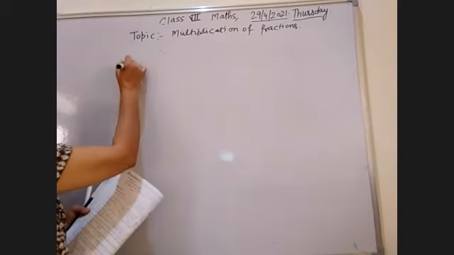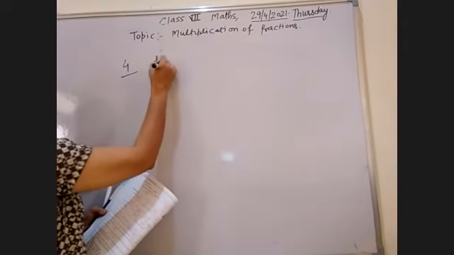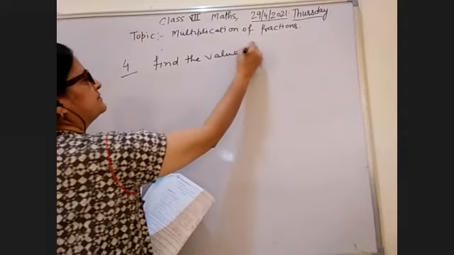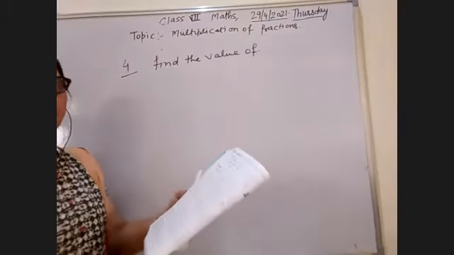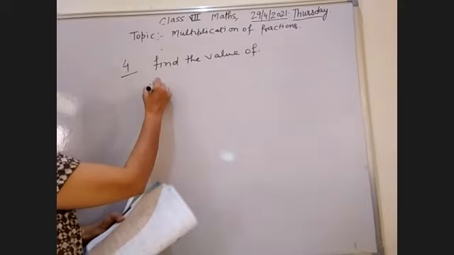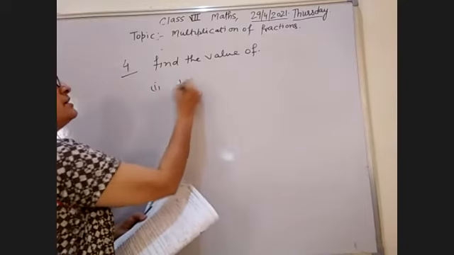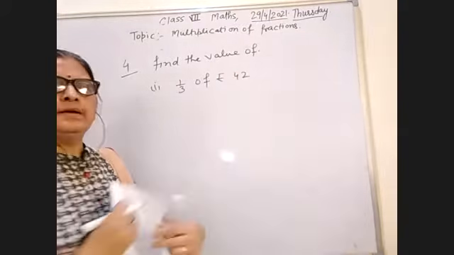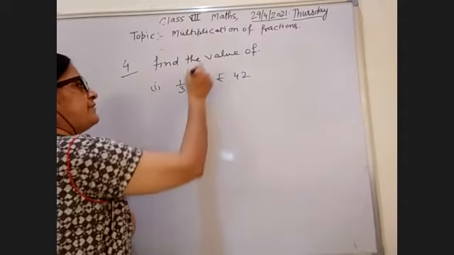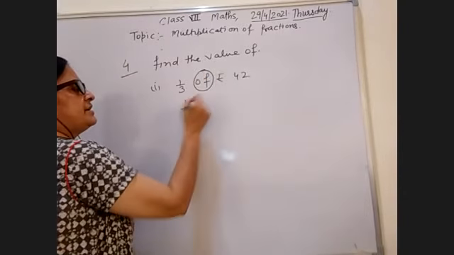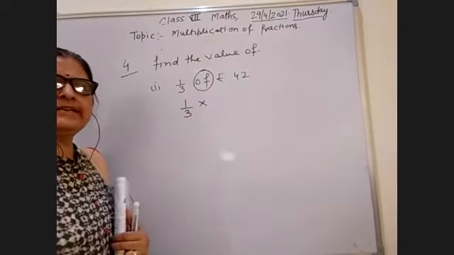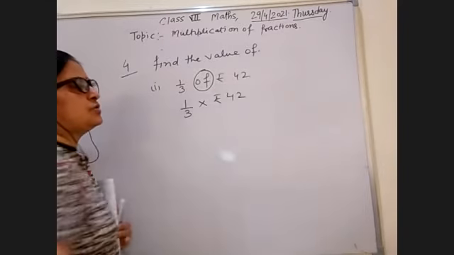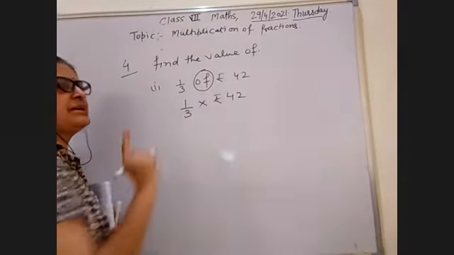Fourth question, find the value of 1/3 of ₹42. First you have to change "of" into multiply, and ₹42 is given. So 42 is divided by 3.